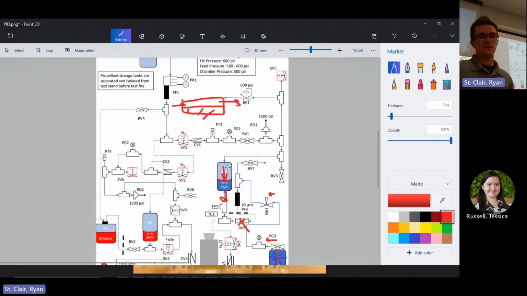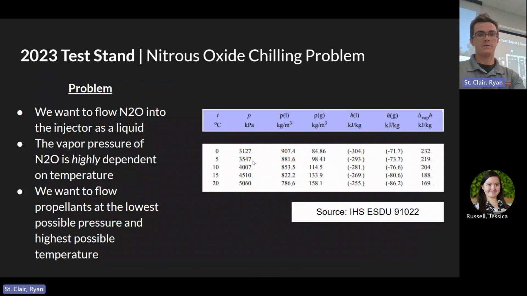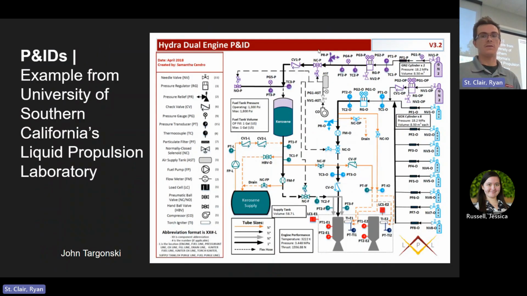You could also feed oxidizer as a gas. Maybe you just don't need a pressurant for your oxidizer side. You could get around that by putting in a regulator, and that's actually what you see in USC's system here. They have gaseous oxygen. It's never a liquid. It's always a gas when it's going across here. It's directly connected to the engine.